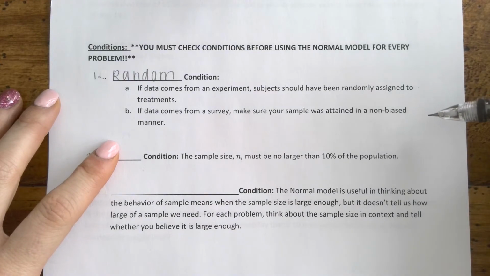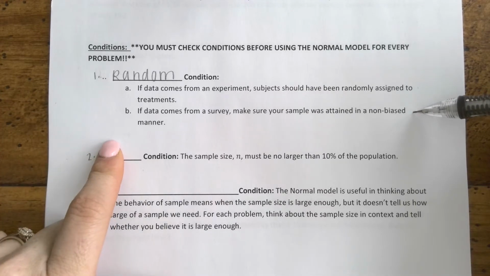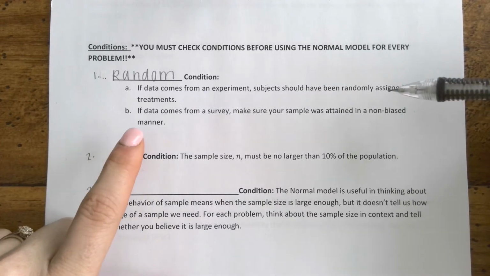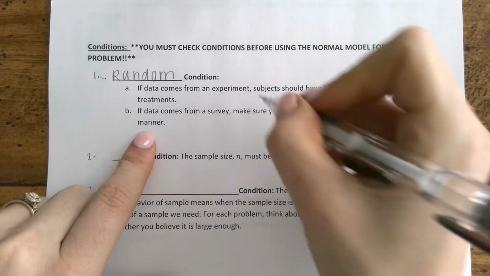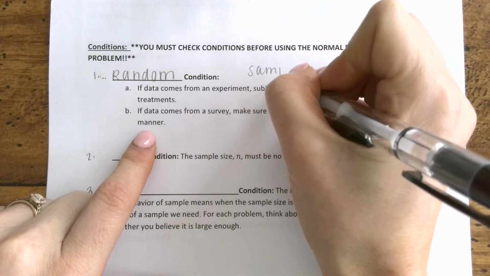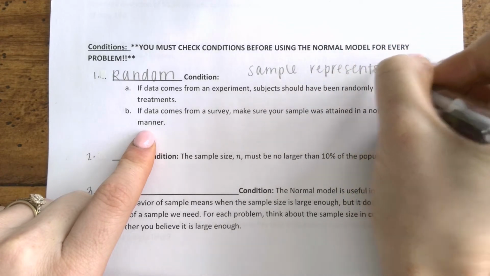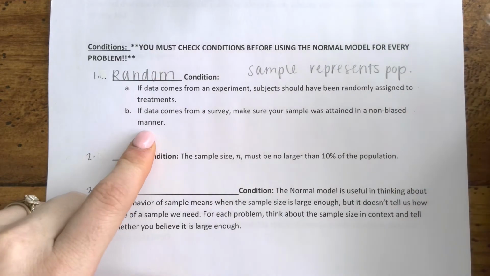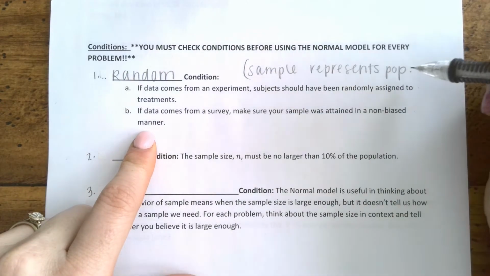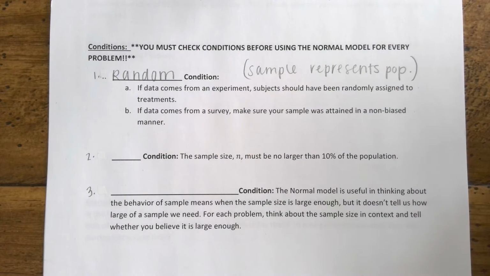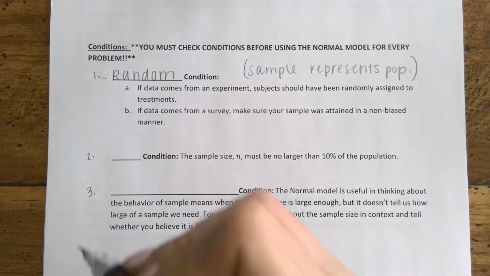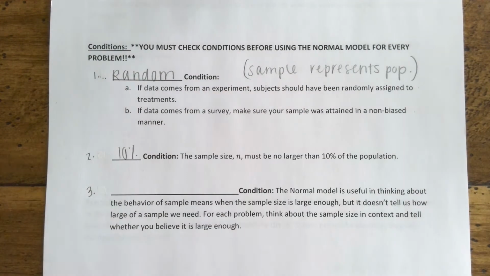And if the data comes from a survey, we want to make sure that our sample was attained in a non-biased manner. Again, sometimes it might not say random. That's okay if your sample represents your population. So if it doesn't say random, but you believe that your sample represents the population, then you're still okay here. Condition 2 is again our 10% condition. This says that the sample size of n must be no larger than 10% of the population.